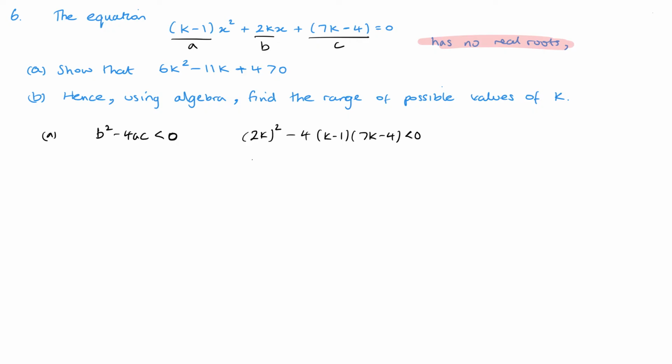So let's expand and sort out. So 4k squared minus 4, and then I'm going to expand my 2 brackets first. So k times 7k is 7k squared. K times minus 4 is minus 4k. Minus 1 times 7k is minus 7k. Minus 1 times minus 4 is plus 4. Okay. And then just having the same again, but sorting out that middle, that would give us the minus 11k plus 4.